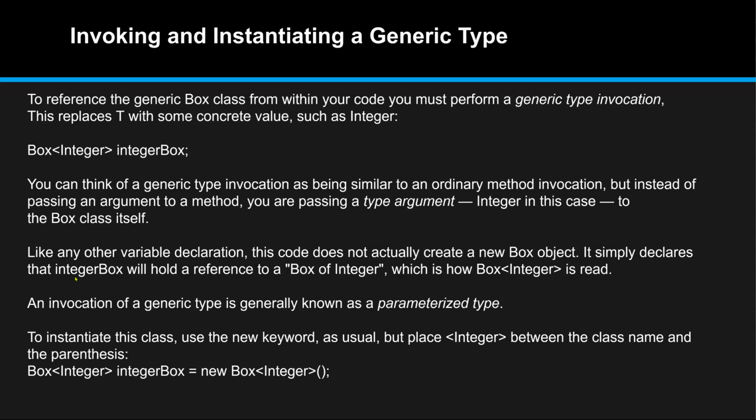So how do we invoke and instantiate a generic type? To reference our generic box, which we defined, we must do a generic invocation. Box of type Integer, and we'll call it integerBox. Instead of passing an argument to the method, we pass a type. Like any other variable, this code does not actually create a new object, it simply declares it. We still have to create it. So now we'd still have to say Box<Integer> integerBox equals new Box<Integer>. We have to tell it what type it is.